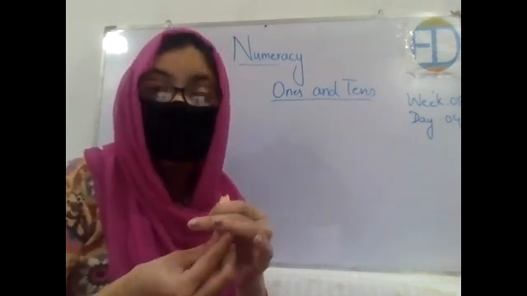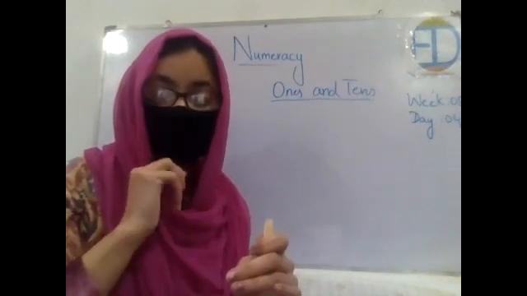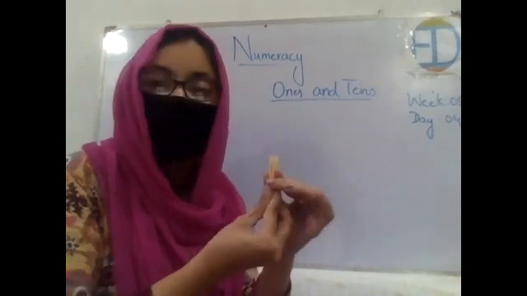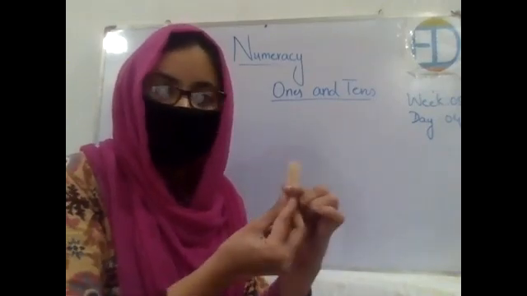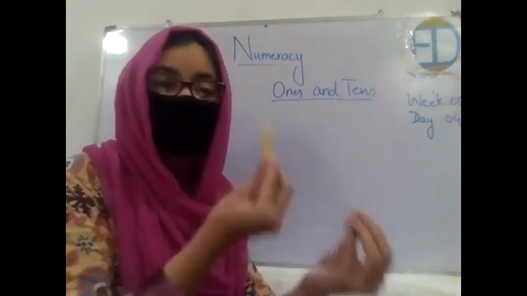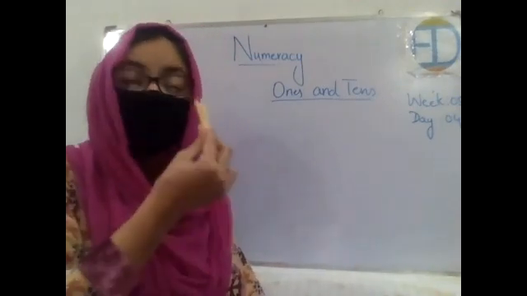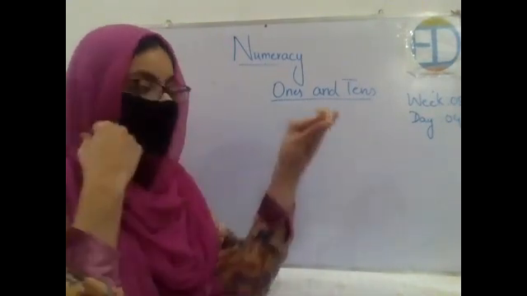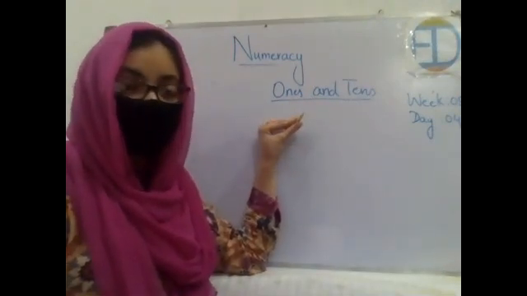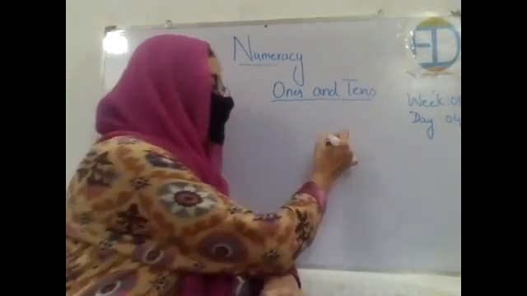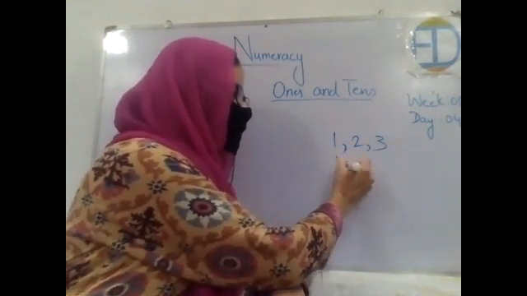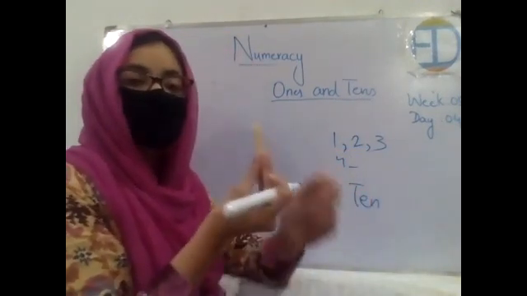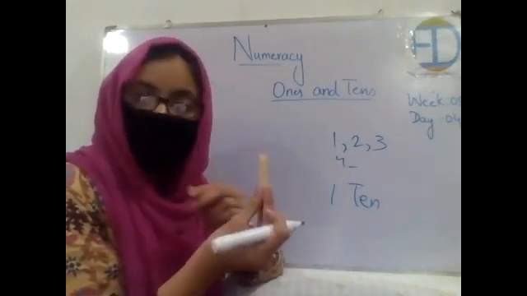Now it's 1 ten, right? When you know that there are 10 objects in this, you will simply count it as 1 ten. Now if we have one more bundle, you will count it as 2 tens, right? If we have another one, you will count it as 3 tens, and so on. Instead of writing 1, 2, 3, 4, and so on, you will just write 1 ten. This means that this one bundle has 10 objects, right?